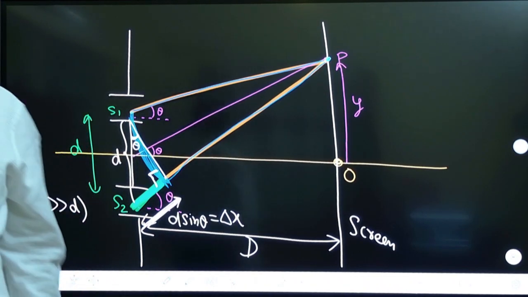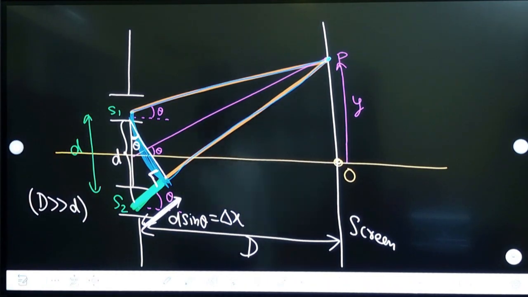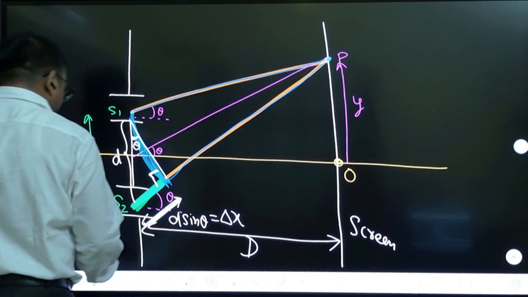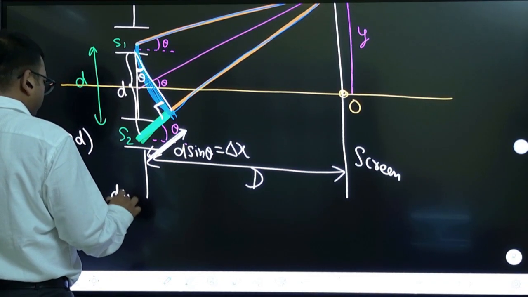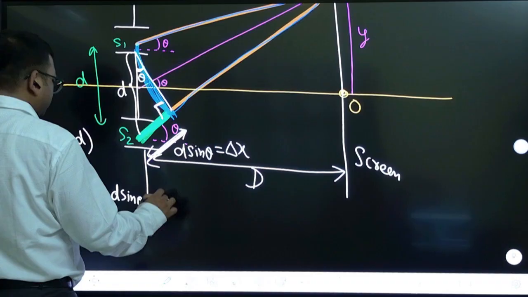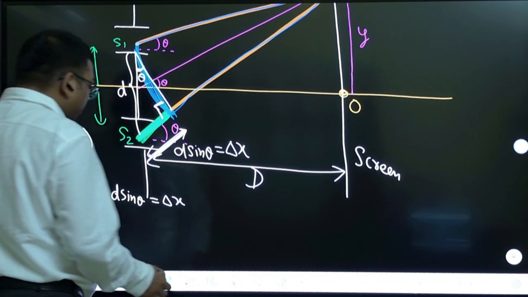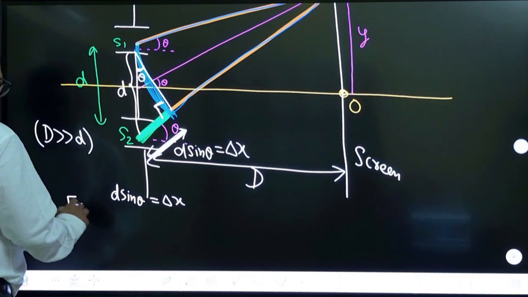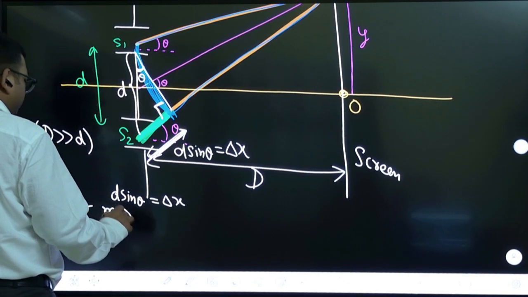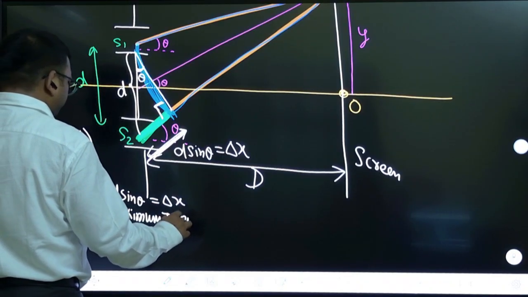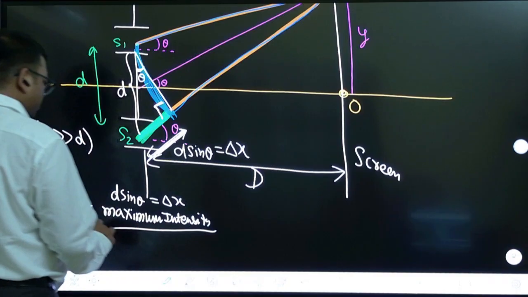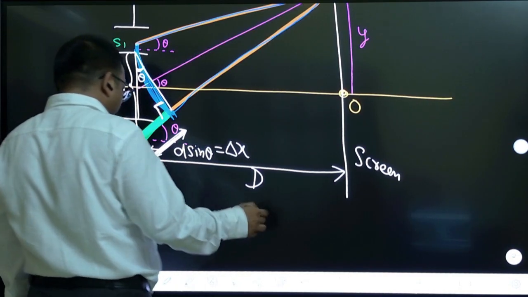This path difference, very important concept, path difference. So once you got this idea of path difference, d sin theta is equal to path difference. Now you can apply the condition for maxima. For maximum intensity, the path difference condition is n times lambda.